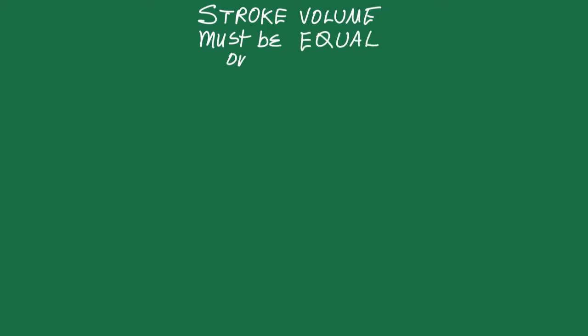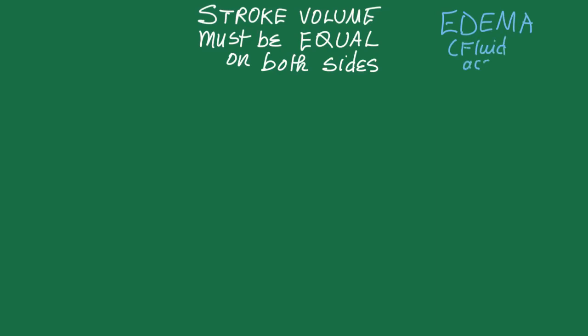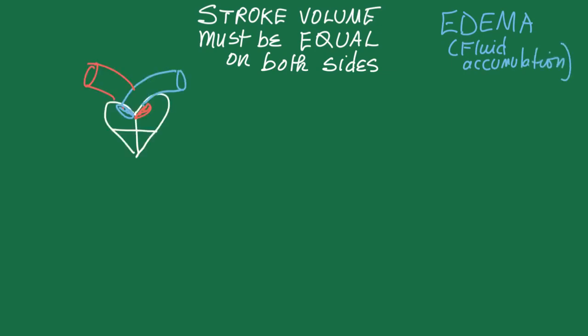The stroke volume must be equal on both sides of the heart. This means that the ventricular output from the right side must be equal to the ventricular output from the left side. Usually, stroke volume in a normal situation is 70 milliliters. So it has to be equal on both sides. If it is not equal, then the result is edema or fluid accumulation. So we need to remember this. Stroke volume cannot be unequal.